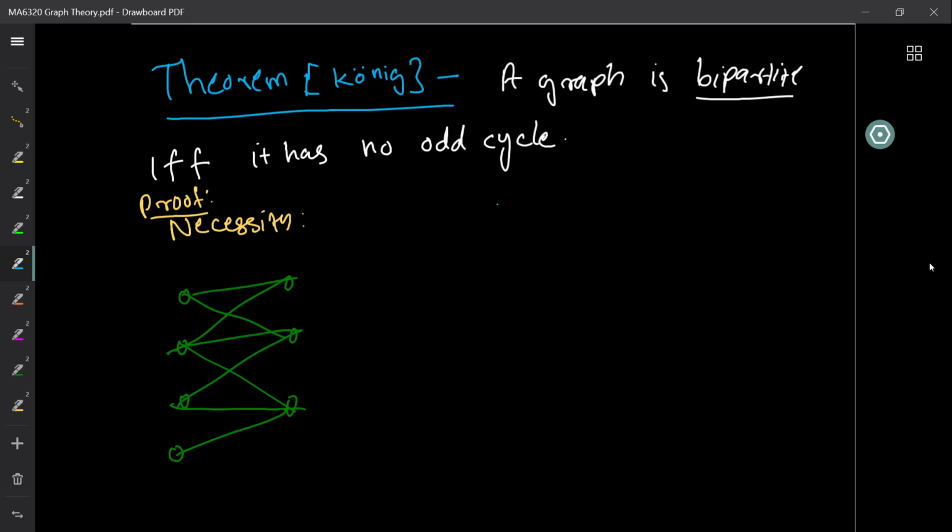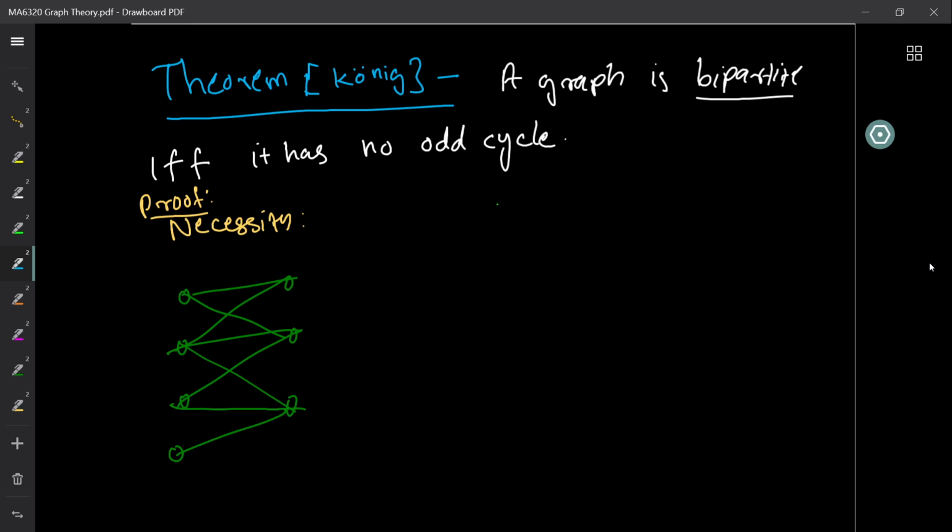We said that you have walks, and if the walk is closed, then we have a closed walk. If in the closed walk no edge is repeated, it's a closed trail. And if in a closed trail no vertex is repeated, then it is a cycle, right? So cycles are basically closed walks.